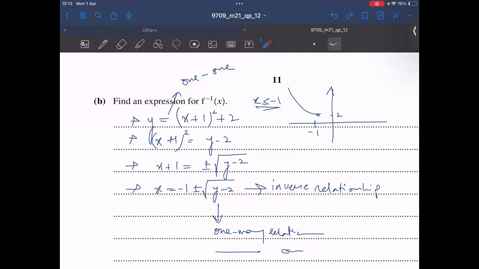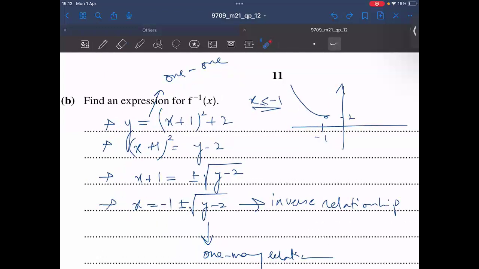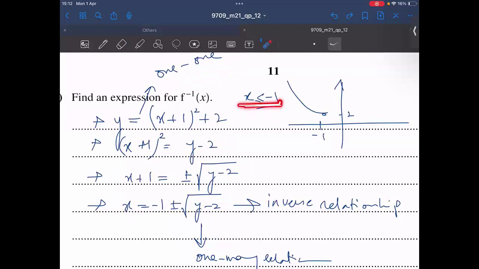And how would I know? Because I have the domain x is less than or equal to -1. That is, the values of x must be less than or equal to -1. Let's say I have x over here. So the values of x must be less than or equal to -1. For values of x to be less than or equal to -1, I must have -1 and minus this, not plus this.